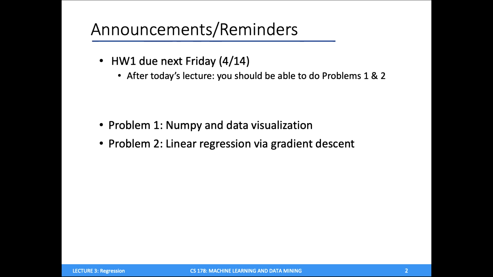Before we get started with the content of today's lecture, just a couple of announcements and reminders. The first is that homework 1 is due in 1 week from today. As always, I really recommend you start working on that early if you haven't already. After today's lecture, you should be able to finish the first 2 problems. For a little bit of context, the first problem is about NumPy and data visualization, so that's from Wednesday's lecture. And then problem 2, which you'll be able to solve after today, is all about linear regression and gradient descent. In fact, you'll be implementing this gradient descent algorithm that we'll cover today as part of your homework. So make sure you pay attention today. It'll be important for your homework.